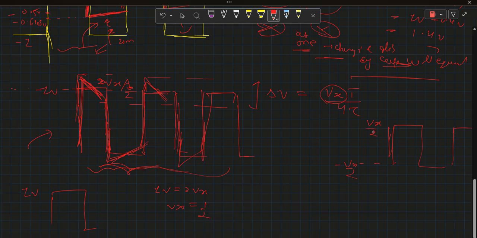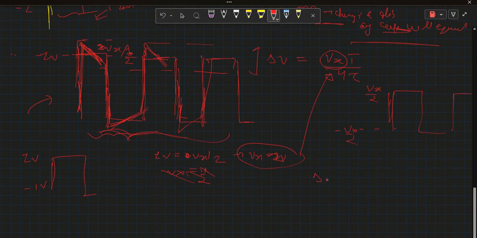Okay, so this is Vx by 2. This is Vx by 2. In our case the ripple voltage is 1 to minus 1 volt. So 1 volt will equate to Vx by 2. So we can say that Vx is 2 volt. If we put this in, we can calculate the ripple.